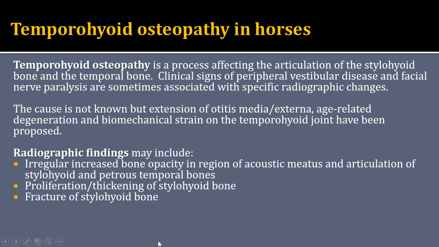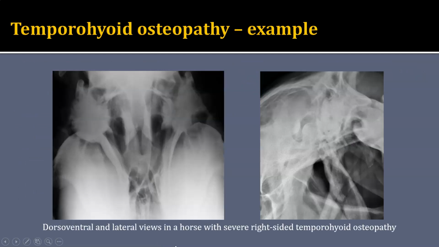It most oftentimes has periosteal reaction or proliferation and thickening of the stylohyoid bone on the affected side. And then the thing that can happen is that these can fuse, so you can actually get fusion of that joint. And when that happens, then due to the biomechanical strain that's put on that joint, the stylohyoid bone can fracture. And sometimes these patients can actually present with signs of hemorrhage from that. This is a patient that has pretty severe temporal hyoid osteopathy on the right side.